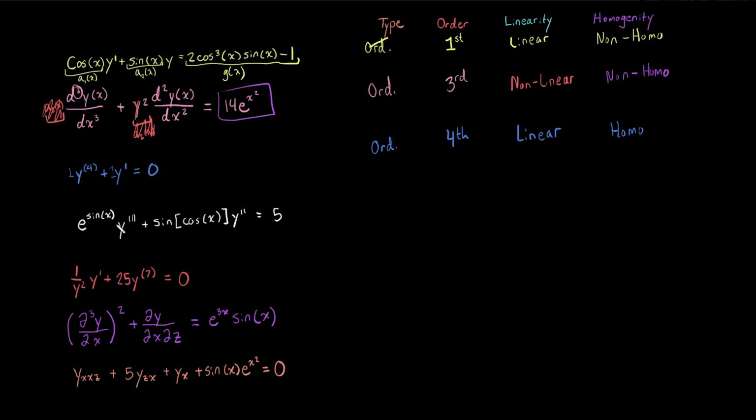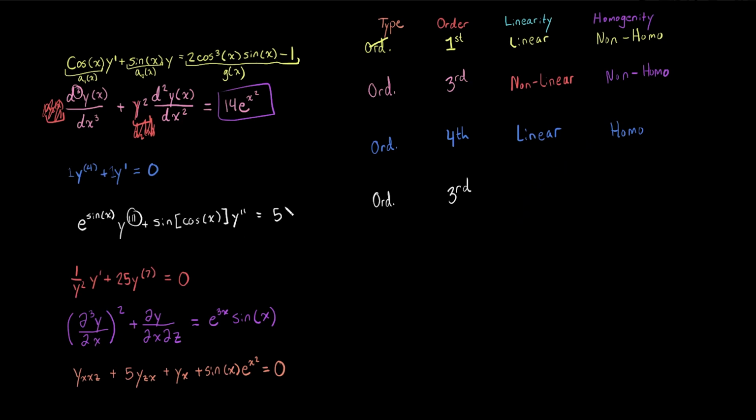We go over the next one. We have e to the sine of x times y triple prime plus sine of cosine of x times y double prime is equal to 5. Now, what type is this? Well, this is an ordinary again. So many ordinaries. We have an ordinary differential equation because we don't include any partials in here. Now, what order is this? Well, if we take a look at the order, we'll notice that the highest derivative right here is the third derivative. So this is a third order differential equation.